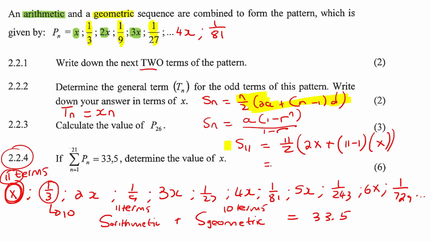We could go simplify it a little bit. So 11 over 2 is 5.5. 2x plus, now this is just 10x. And so 2x plus 10x is 12x. And then if you just multiply 5.5 with 12, you get 66. So that's going to be 66x.